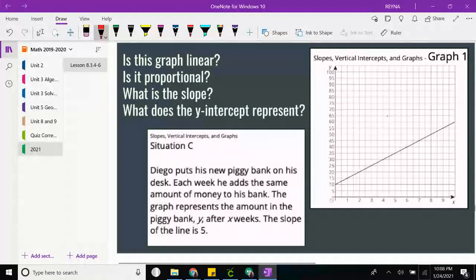Is this graph linear? Yes or no? Yes, it is. It is a straight line. Is this proportional? Does it go through 0? No, it does not. What is the slope? 5. And then what number is my y-intercept here? 10. That's where it starts. So our y-intercept is where we start, and we started at 10.